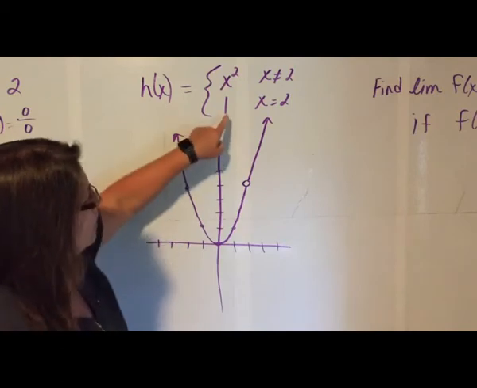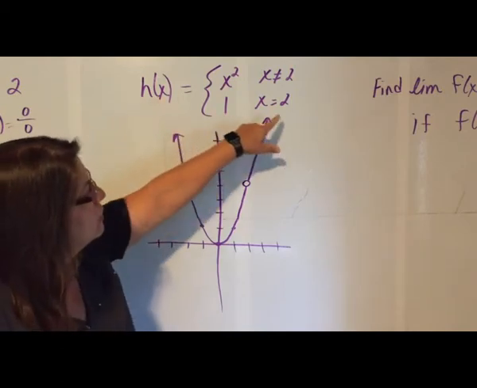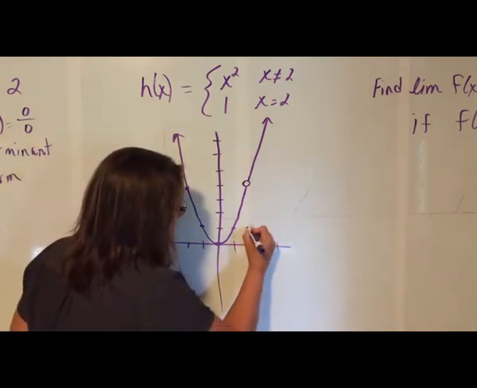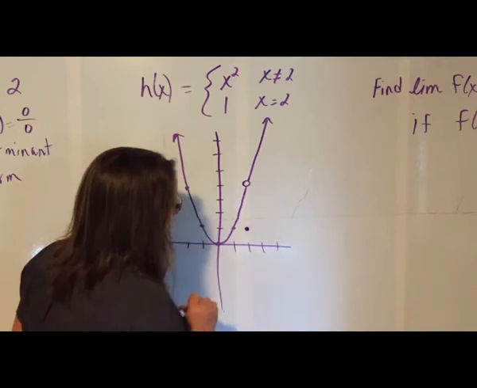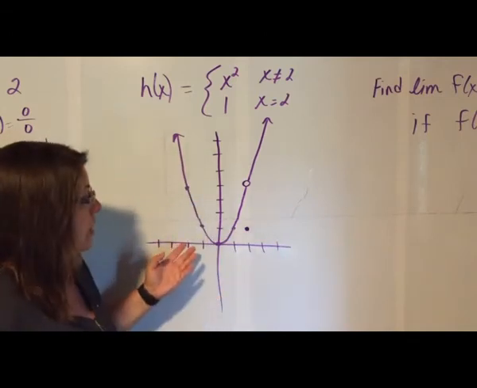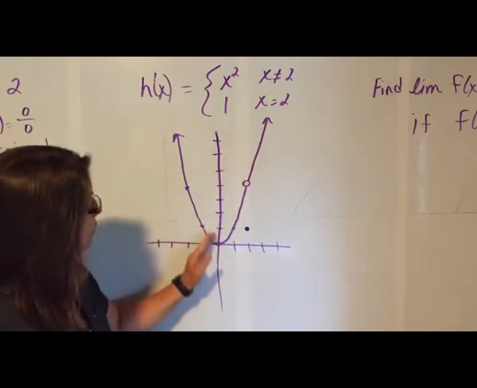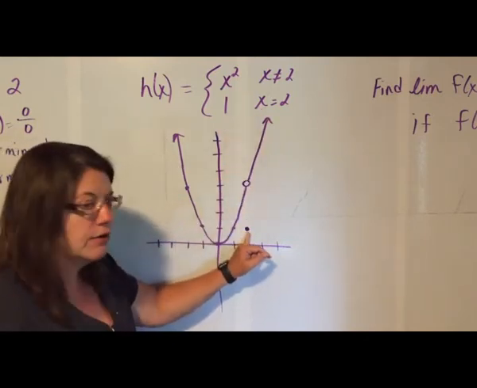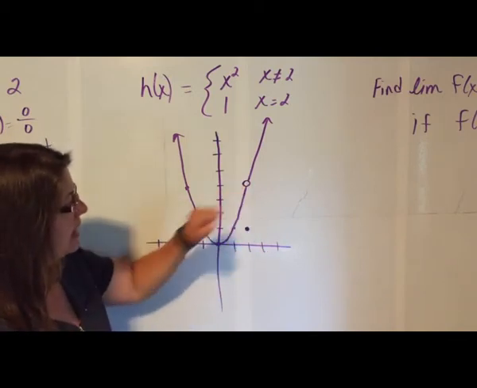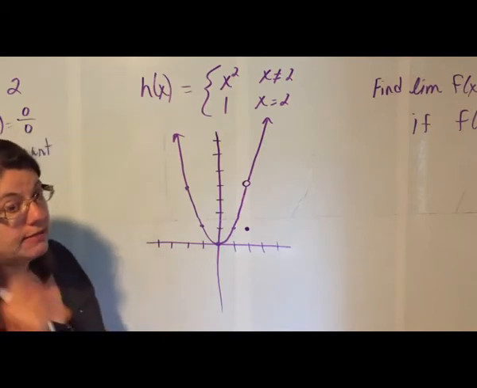And then it does go on to say that h of x equals 1 when x equals 2. So basically, when x equals 2, h of x is going to be 1. That's just an ordered pair there. So the domain of this function is all real numbers because everything is accounted for. All of the x values are accounted for here or here, okay? But we do have an inconsistency in that graph there. And here's how they're going to ask you for limits, okay?